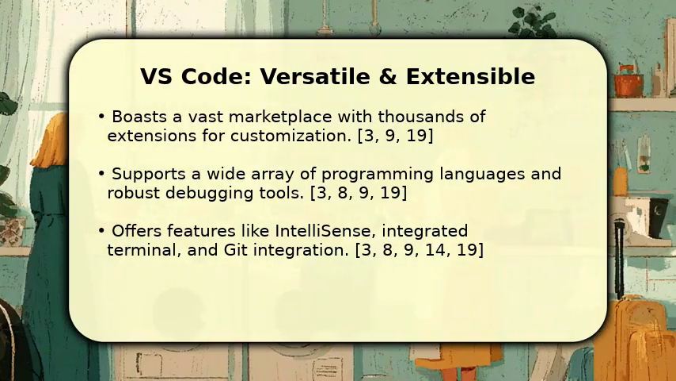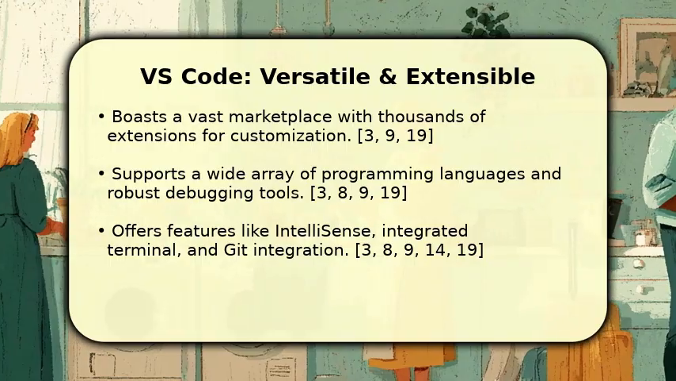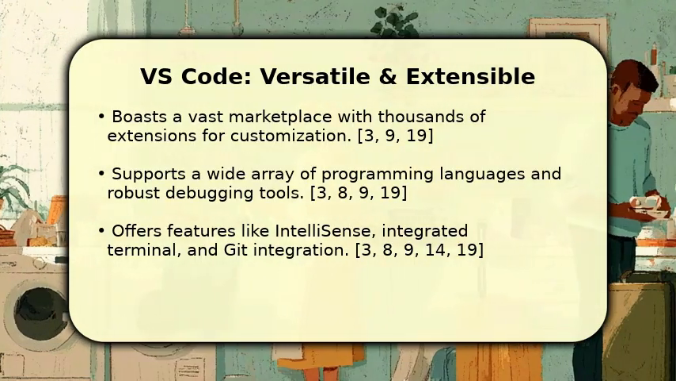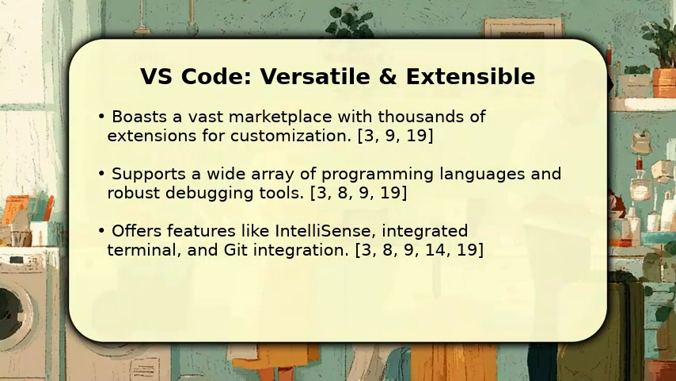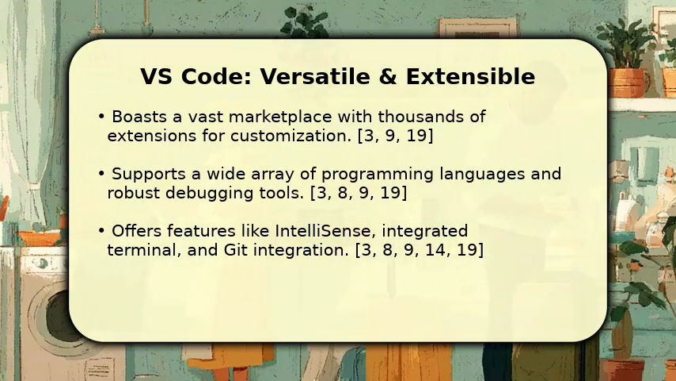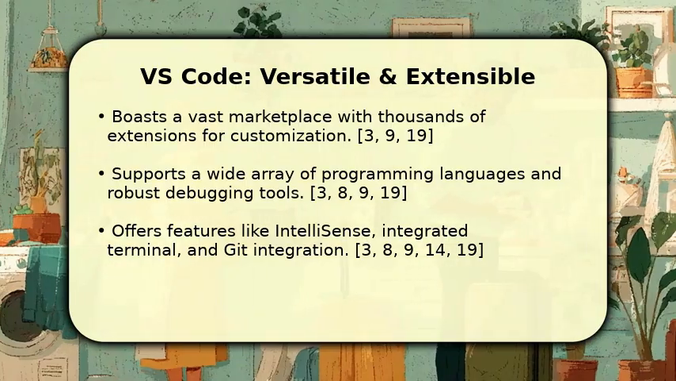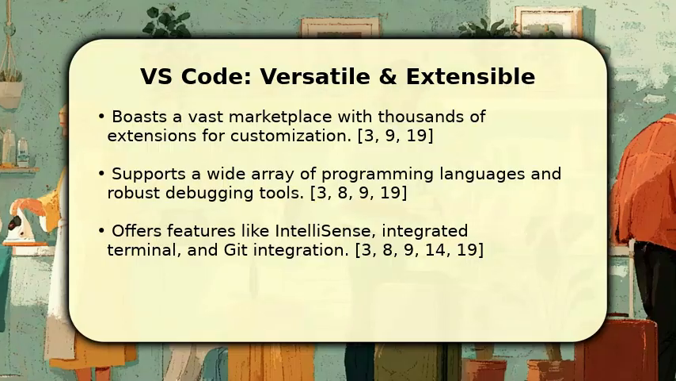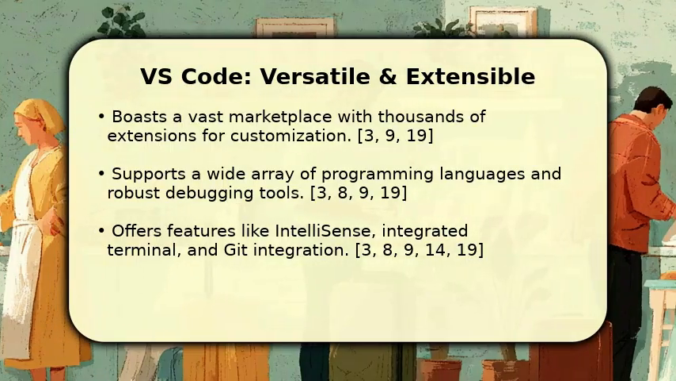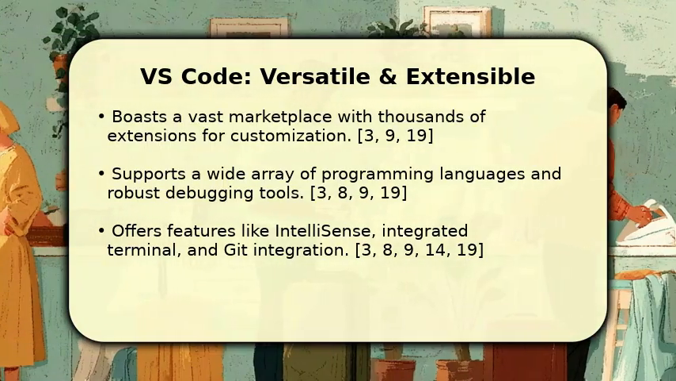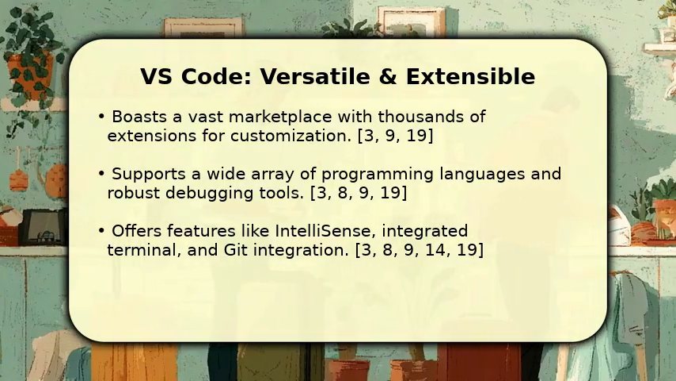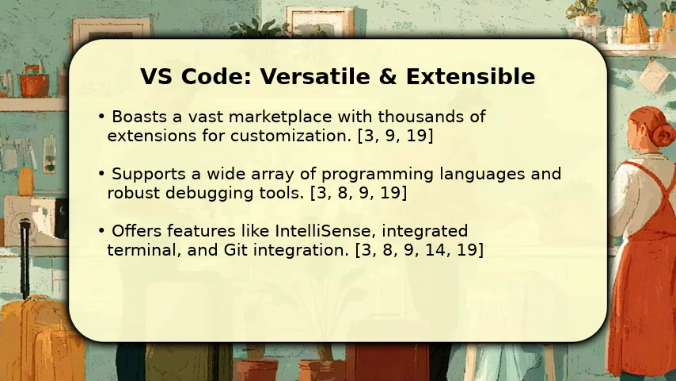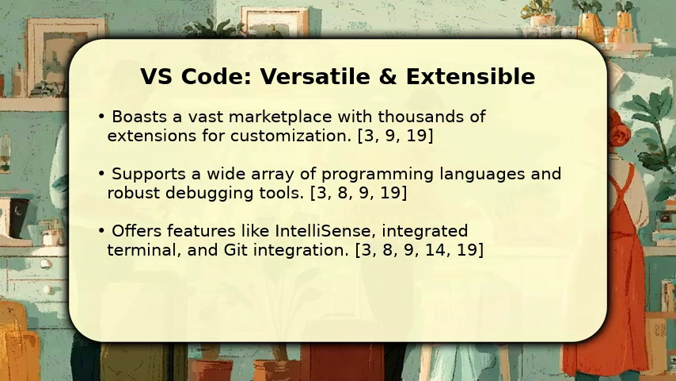Visual Studio Code, or VSCode, is a highly versatile and widely adopted code editor known for its extensive customization options. It features a massive marketplace with thousands of extensions, supporting hundreds of programming languages, themes, and debugging tools. Key functionalities include IntelliSense for intelligent code completion, a powerful integrated terminal, and seamless Git integration. While it doesn't have built-in AI, its robust extensibility allows for the integration of AI tools like GitHub Copilot, making it a flexible choice for diverse development workflows.